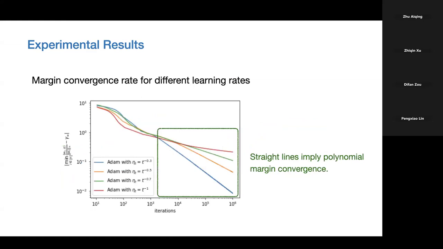And we also try to verify our result when using different learning rate scheduling. We find that if we consider the log plot, the final convergence curve is almost linear. This demonstrates the polynomial margin convergence, because only if you have polynomial margin convergence will the log curve behave like a straight line.